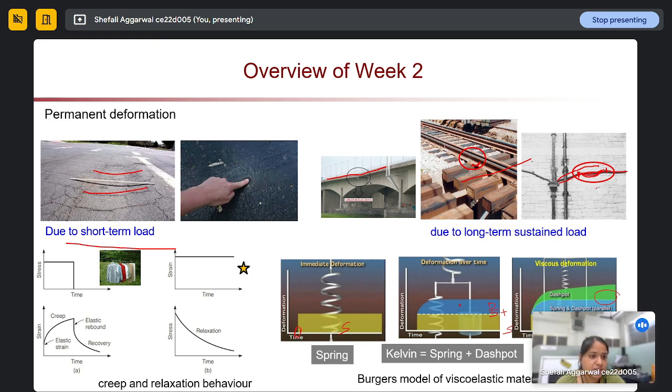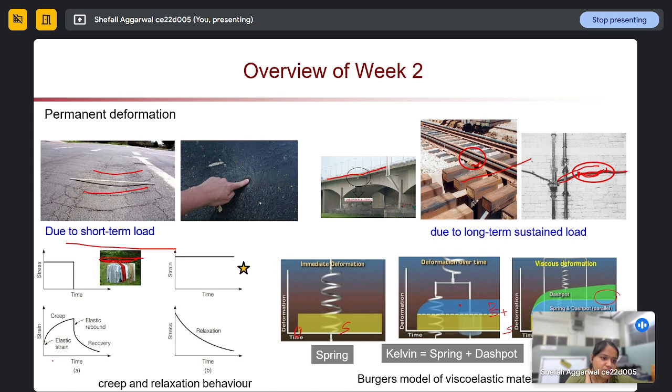Next thing is to see this creep and relaxation behavior from a graph. Sorry. So this wire, if you see, it might be straight, right? Because of the loading of our hangers, in this case, it will deform at this point, right? After you remove these clothes, it will again go back to the straight line. But over a continuous period, like after a few months, you will see a permanent deformation in this wire of yours. That is called the creep behavior.